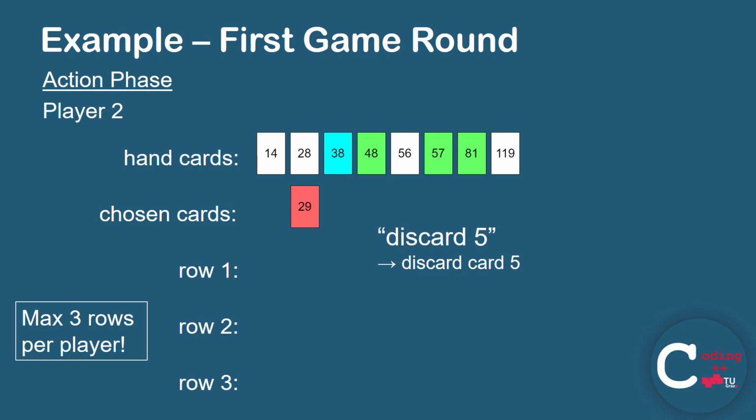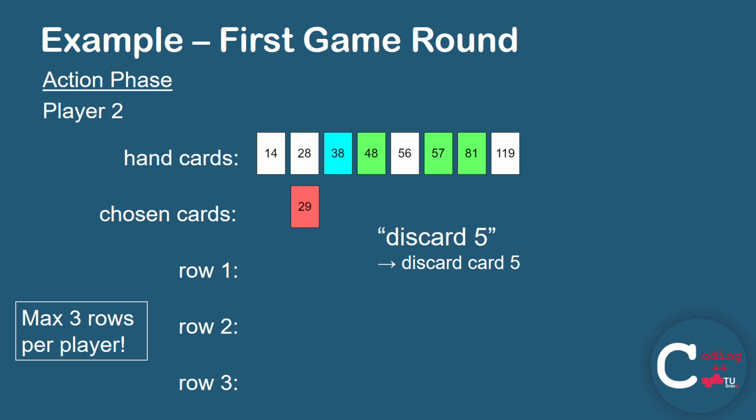Discard 5 means that the card with the number 5 will be deleted from the chosen cards of the player. This is meant for the case where a card cannot be added to any of the rows. At the end of the game, there can be situations where a card cannot be added, and in this case, the player needs to discard this card.